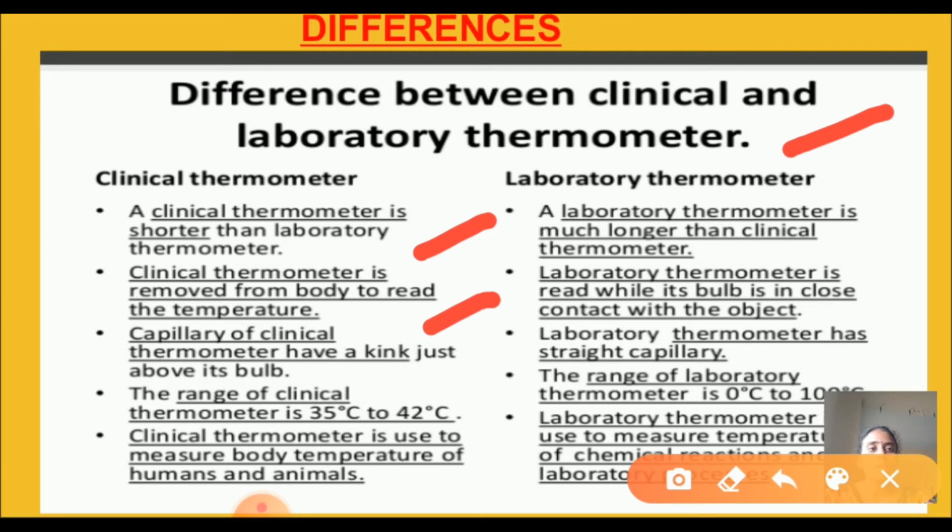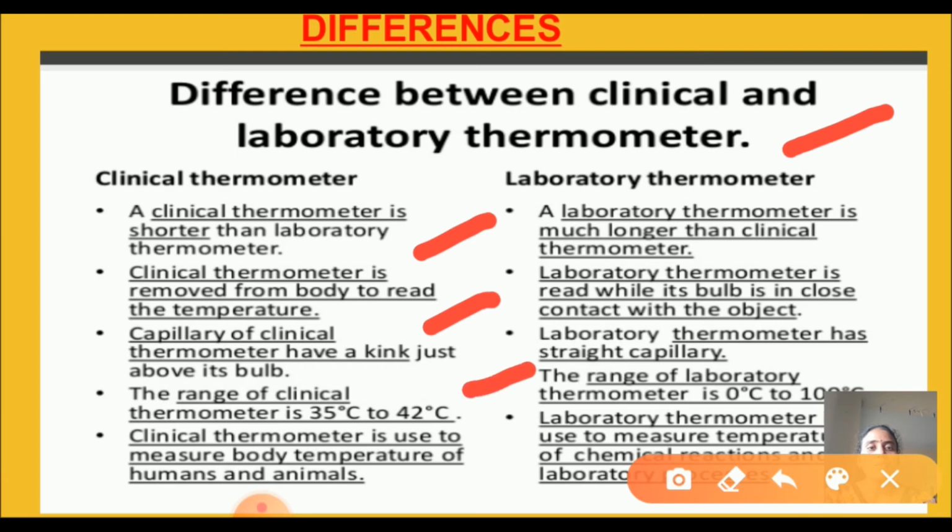But in the laboratory thermometer, what is that? We take any hot water or cold water, and we apply some heat to that water. Then we put the laboratory thermometer in that water. If the water is heated, the thermometer temperature will increase, and if the water cools, the temperature will decrease. That is the difference between the clinical and laboratory thermometer.